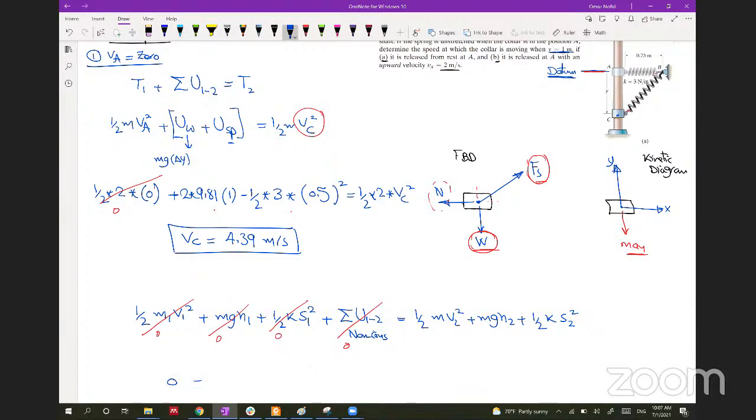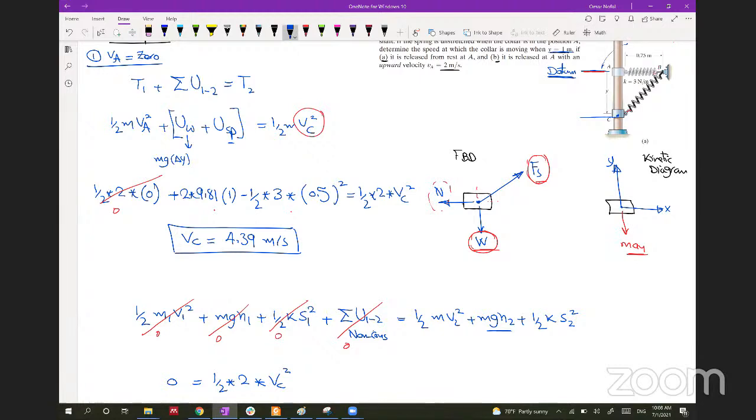So let's see what we have. So 0 will be equal to half, the m is 2, multiplied by v2, which is vc square, which is the required in this problem, plus, let's see, it's a plus or minus. So here point C is below the datum. So what is the sign of mgh2? Does anybody know? Is it positive or negative? It would be negative, wouldn't it? Exactly, because it's below the datum, it doesn't have an energy to go up the datum. But if it's above the datum, it will have a positive potential energy to go down.